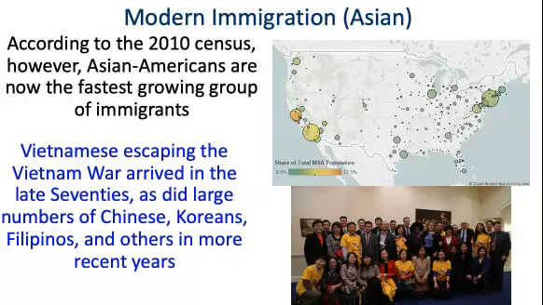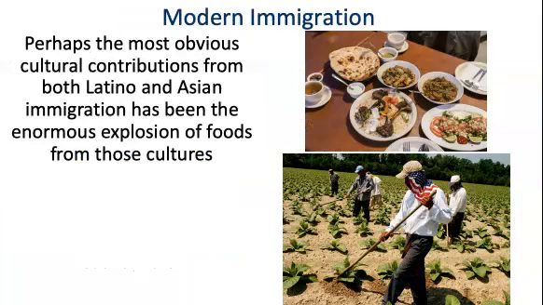Now, these two groups have had some pretty important impacts, both socially and culturally on the United States. Probably the most obvious one, the ones that we see the most often, is in terms of food from those cultures. Asian and Latin American food are exploding in popularity. Tex-Mex, quote-unquote, Mexican food such as tacos and burritos are becoming a staple of the American diet. Asian food such as sushi is becoming incredibly popular within the United States.